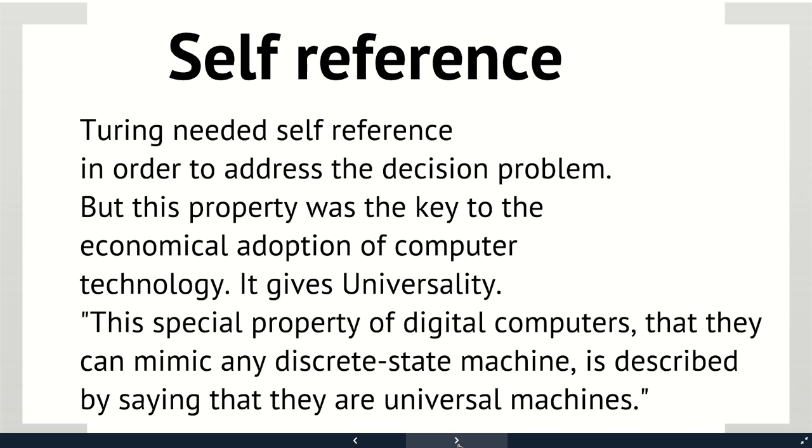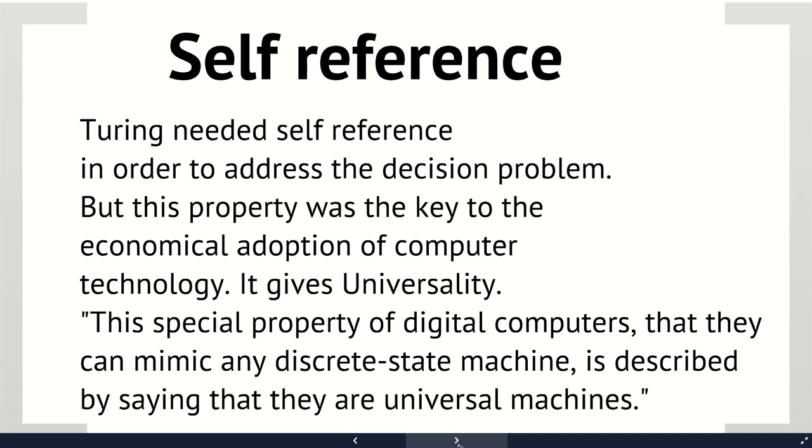But this property, which he invented to address a particular mathematical problem, turned out to be the key to the economical adoption of the universe of computers. What he said, this special property of digital computers, that they can mimic any discrete state machine, is described by saying they're universal machines. Now, this is a very crucial concept. The digital computer is a universal machine in the same sense that a human worker is a universal worker. They can lend their hand to any task.